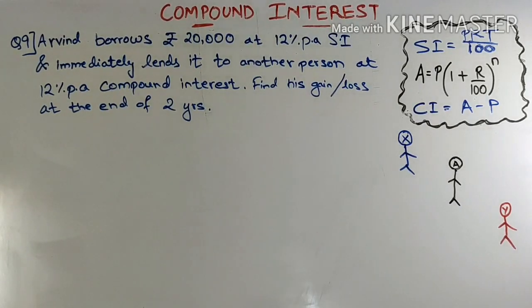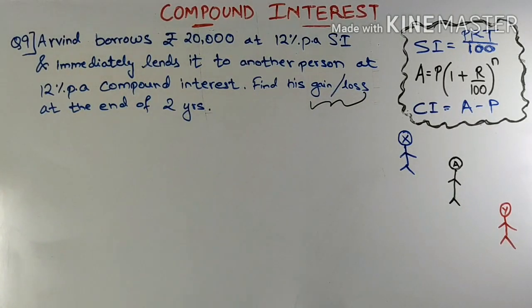another person at 12% per annum compound interest. Find his gain or loss at the end of 2 years. From our previous videos, you must have already realized what this will eventually lead to, whether gain or loss. Looking at the scenario, it seems that Arvind is a smart chap.